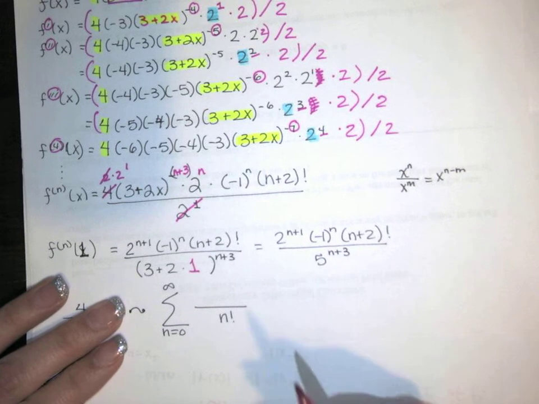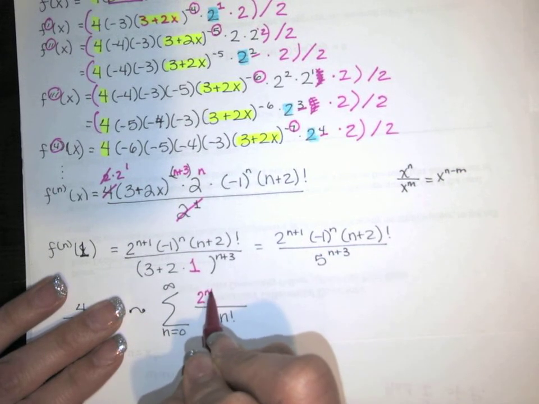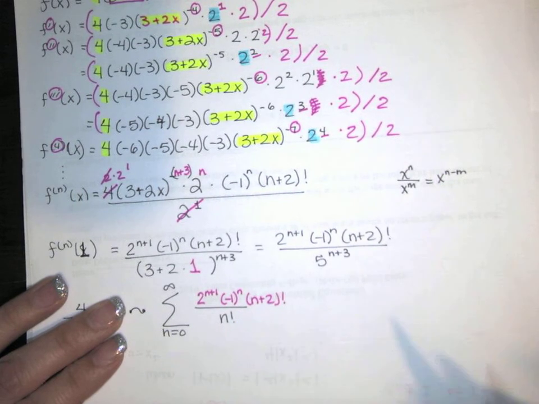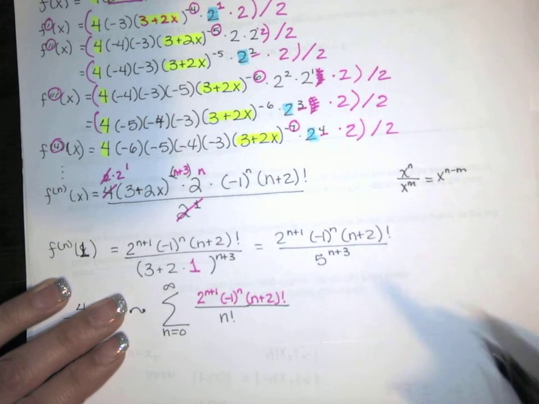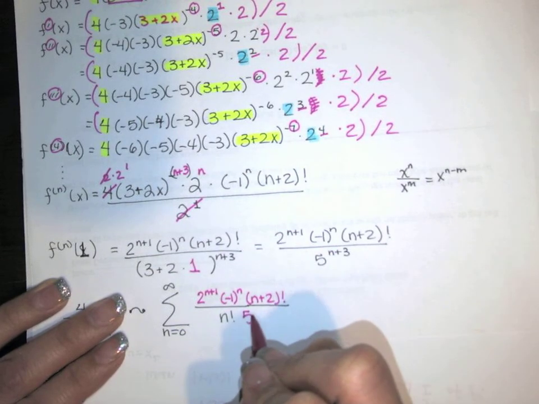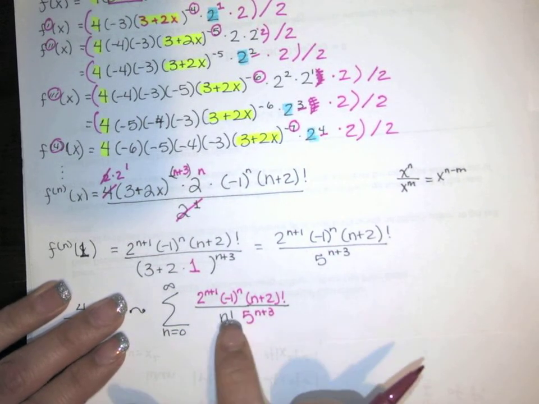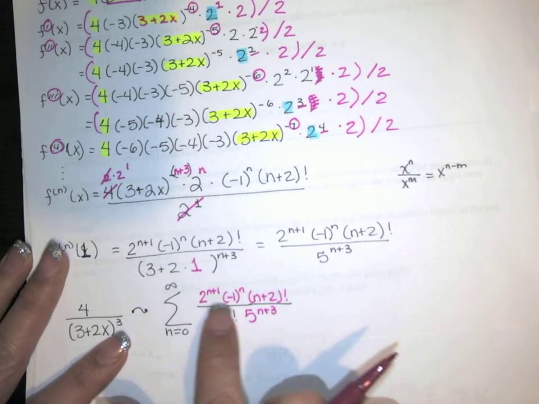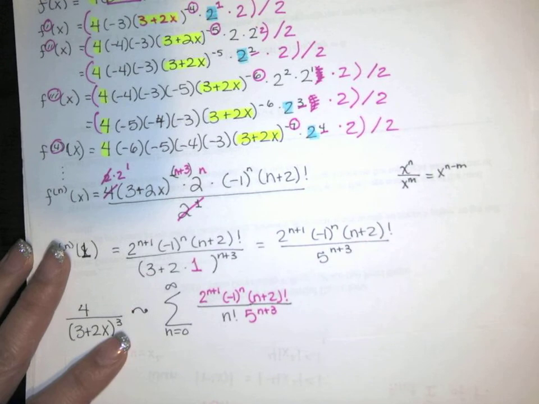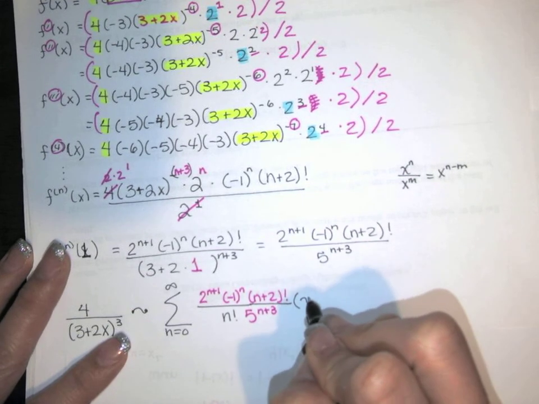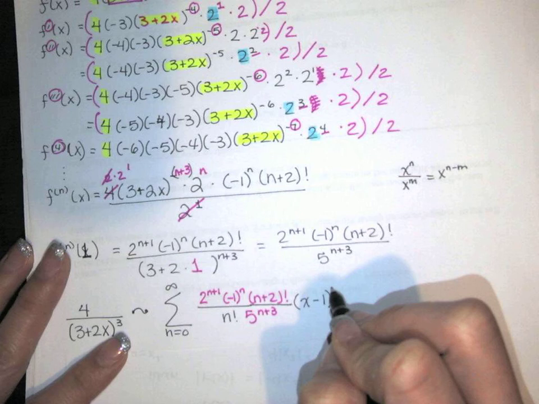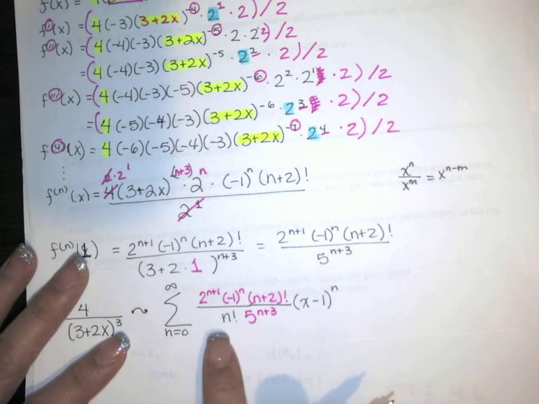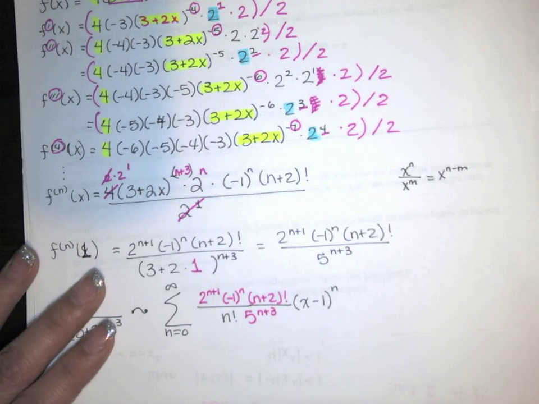Now, since it's a fraction, I can write it this way. I'll have 2 to the n plus 1 times negative 1 to the n times n plus 2 factorial. All of that is divided by 5 to the n plus 3. And that's all being divided by n factorial, but dividing by n factorial is the same as multiplying by 1 over n factorial. So this is the nth derivative at 1 divided by n factorial. Don't forget this part, times x minus the center of the series raised to the nth. Now this is our solution. It's just not simplified. The n plus 2 factorial and the n factorial can be simplified a little bit.